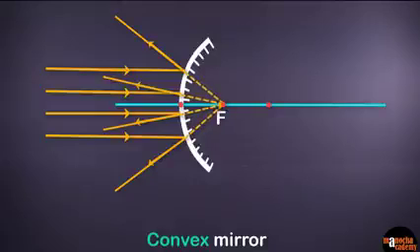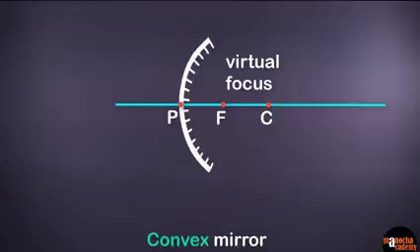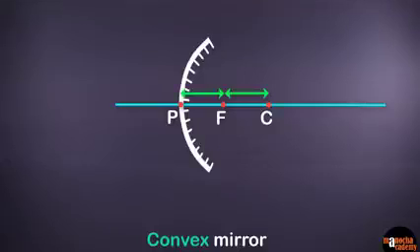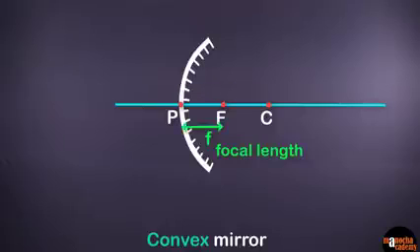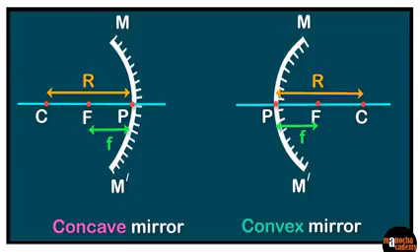This point is called the focus, represented by F. The convex mirror has a virtual focus, since the focus lies behind the mirror. The focus is exactly in the center of P and C. The focal length F is the distance between the pole and the focus. So focal length equals radius of curvature by 2. Let's place the label diagram of a concave and convex mirror on our concept board.